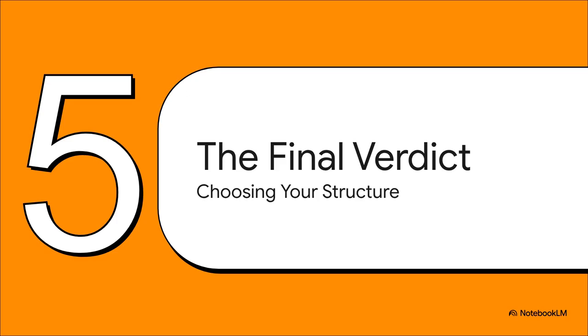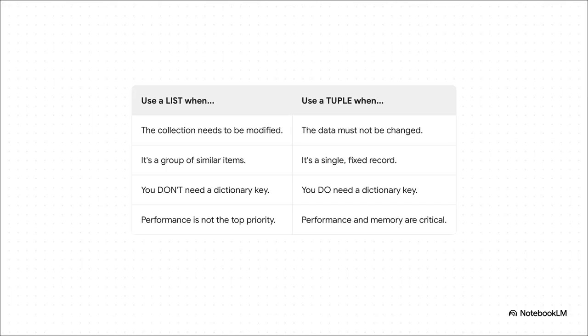So we've covered mutability, we've looked at specific use cases, we've even talked performance. Let's bring it all together into a final, practical guide. How do you actually decide which one to use when you're writing your code? Okay, here's your cheat sheet. Use a list when you know your collection is going to need to grow or shrink or just change over time. It's your go-to for dynamic data.